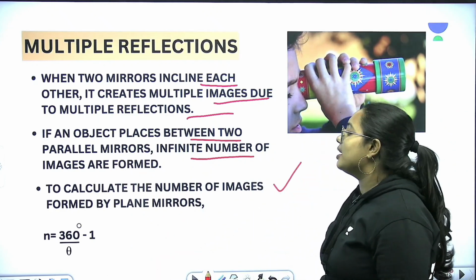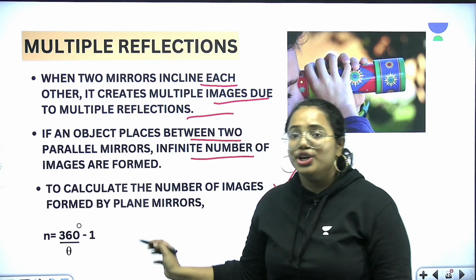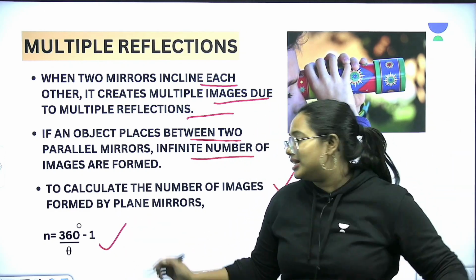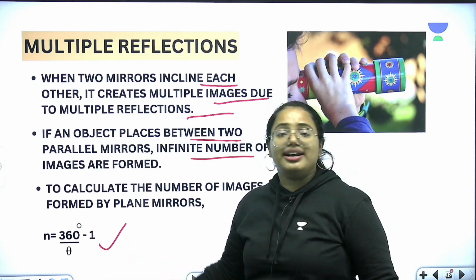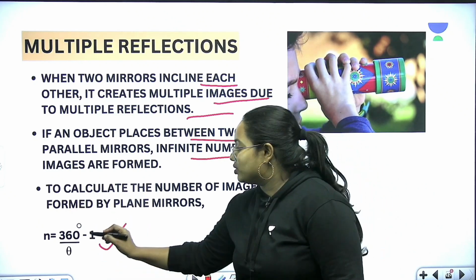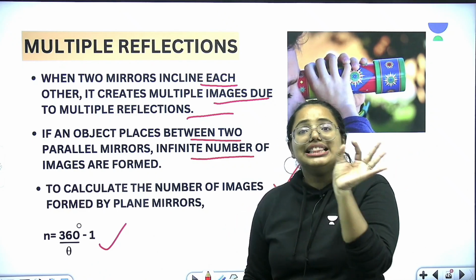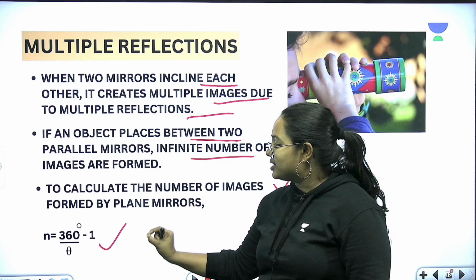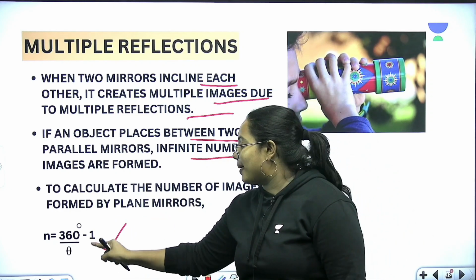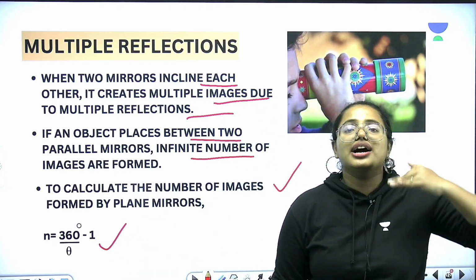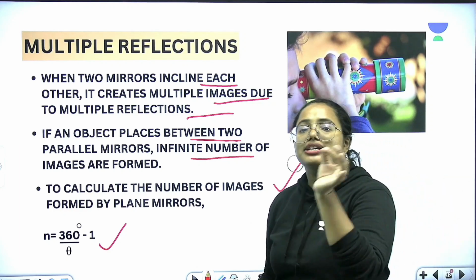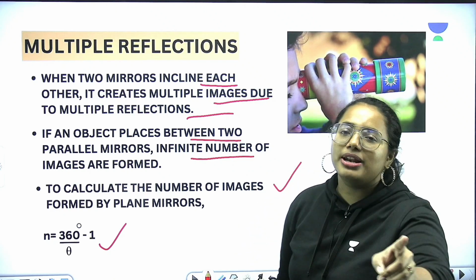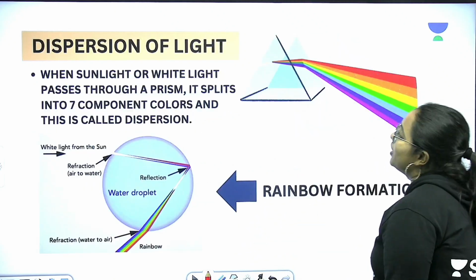And to calculate the number of images formed by plane mirrors, you have to use this particular formula. N is the number of images. That is equal to 360 degree divided by theta, minus 1. So 360 degree divided by theta, where theta is the angle between the mirrors, and that has to be taken there. Then minus 1. So 360 degree divided by theta minus 1 is the formula to find out the number of images formed. Clear? So this is a formula that you need to use.